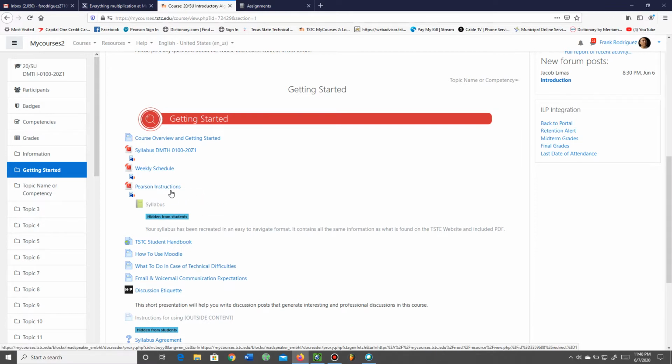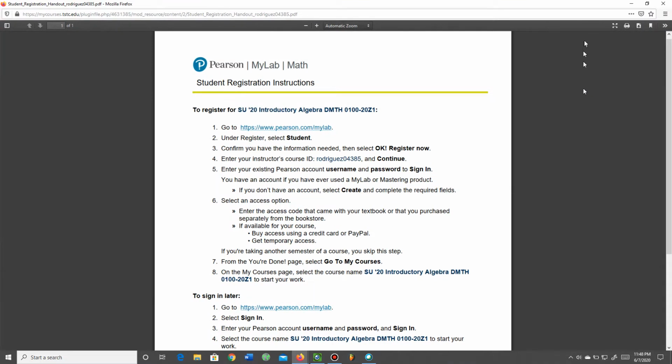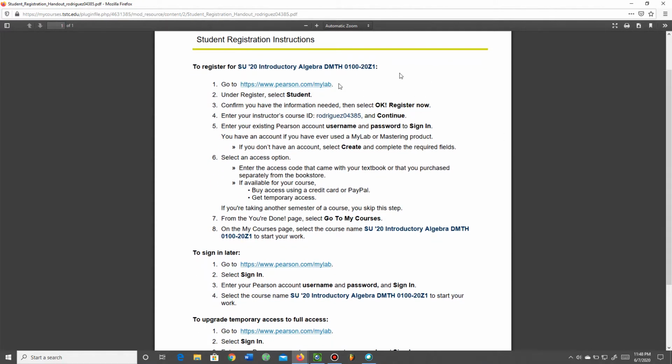some of you were asking me about the instructions on Pearson because you wanted to do it on your own. Well, you don't have to. Just come in here, go into Moodle and click on Pearson instructions, and then this would show up in a different window. And so just read through this. You should be able to get an account with Pearson just by reading through this right here.